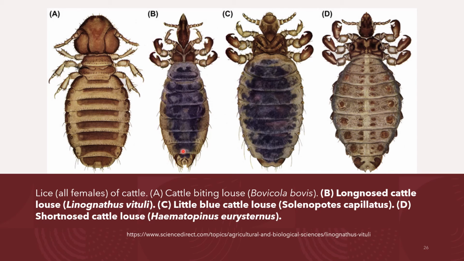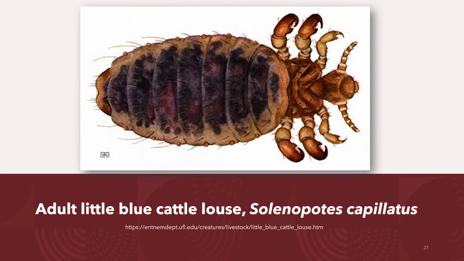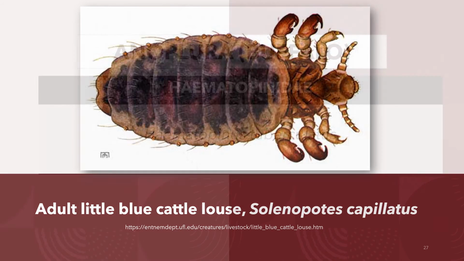So the letter B here represents the letter B, C, and D are all sucking lice, while the letter A is a chewing lice. Letter B is the long-nosed cattle louse or the Linognathus vituli. Letter C is the little blue cattle louse, Solenopotes capillatus. And letter D is the short-nosed cattle louse, Haematopinus eurysternus. We also have here the adult little blue cattle louse, Solenopotes capillatus.